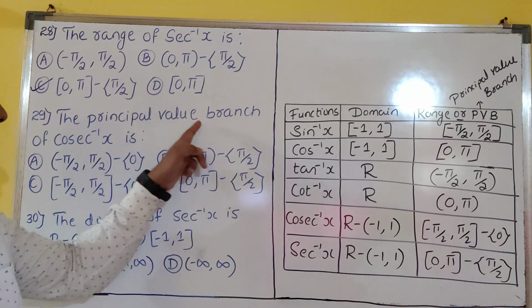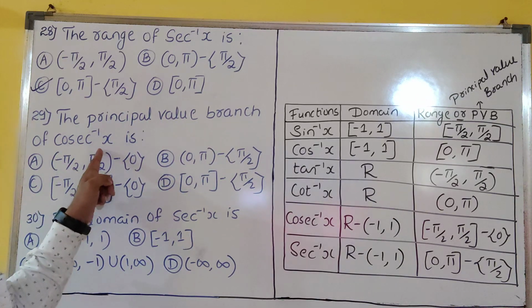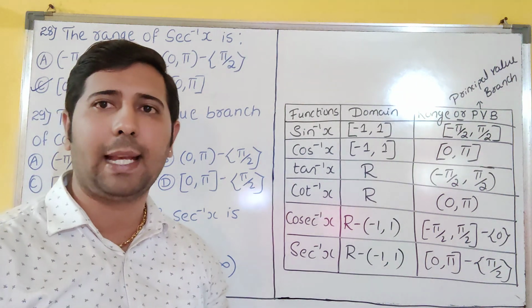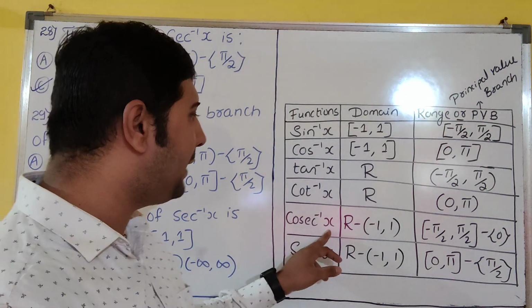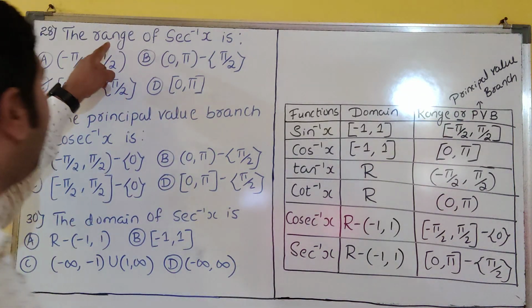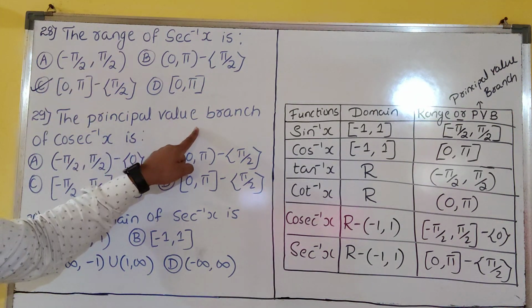The principal value branch of cosec inverse x is what? The principal value branch of cosec inverse x. See, again they have changed the word. Earlier they called it range, now they have called it principal value branch.